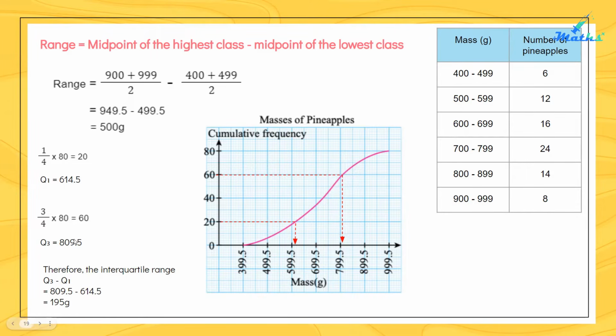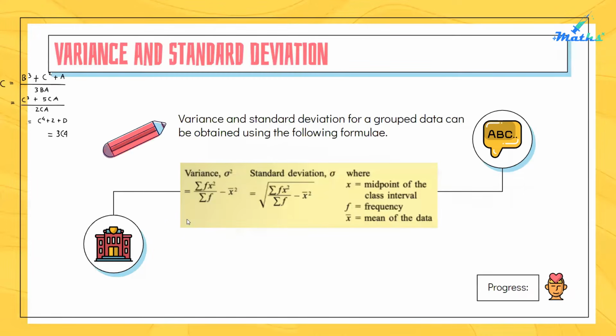So the interquartile range is Q3 minus Q1. So we take 809.5 minus 614.5 and we get 195 g. Variance and standard deviation for grouped data can be obtained using the following formula, and this is the formula for variance and standard deviation.